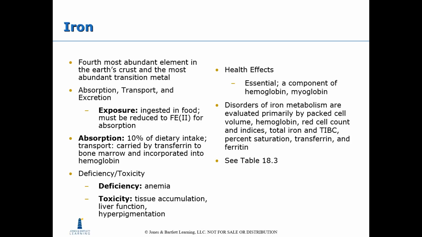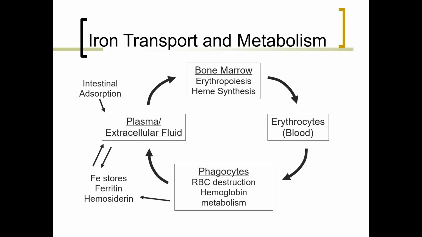Disorders of iron metabolism are evaluated primarily by packed cell volume, hemoglobin, red cell count and indices, total iron and TIBC, percent saturation, transferrin, and ferritin. So going into iron in a little bit more detail, because this is essential, and this is something that's going to come up in hematology as well.